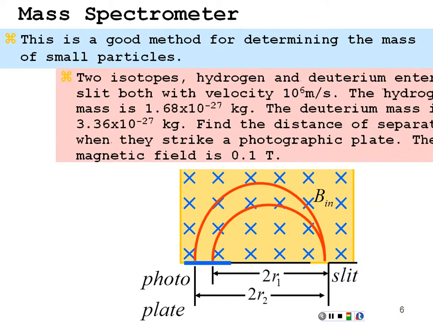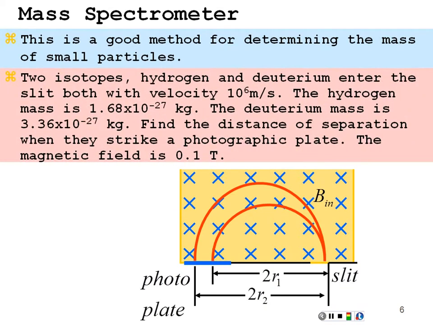That's good, because if I were to have this device as a precursor to a mass spectrometer, then I would be able to control the velocity of the particles that I'm throwing into this mass spectrometer. Consider this. Two isotopes of hydrogen, hydrogen and deuterium. Deuterium is one proton plus an extra neutron, so it's about twice the mass of the hydrogen atom. They enter the slit with the same velocity of 10^6 meters per second. So they both have gone through a velocity selector.